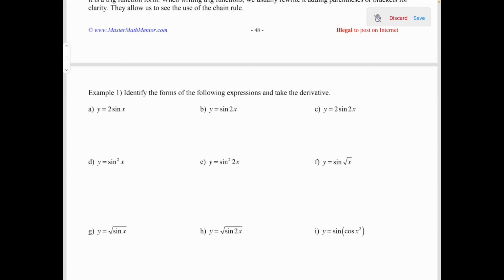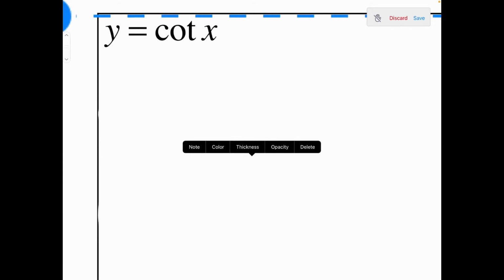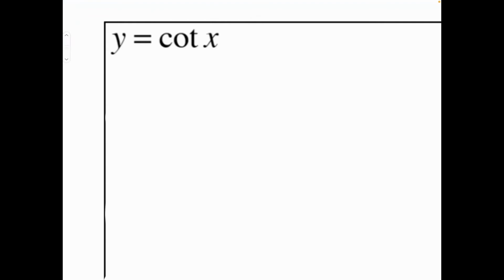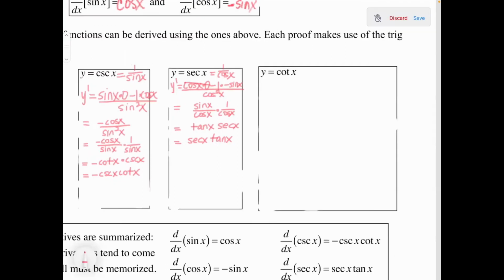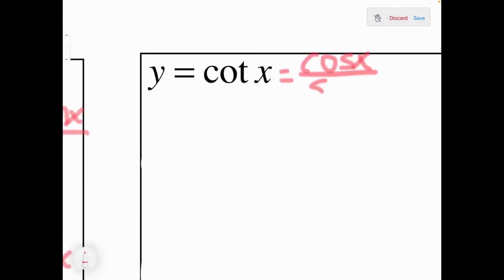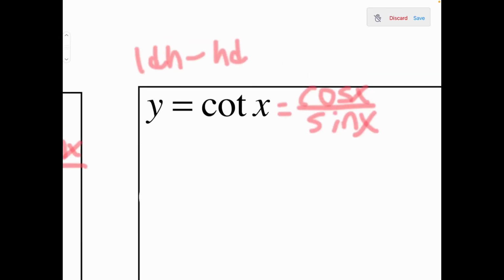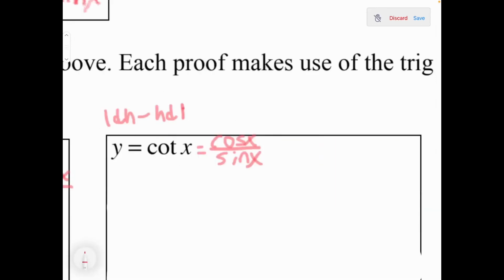Alrighty, we're looking at y equals cotangent x now. This would be equal to cosine x over sine x. We're going to use the quotient rule again for that. Low d high minus high d low, all over low squared.